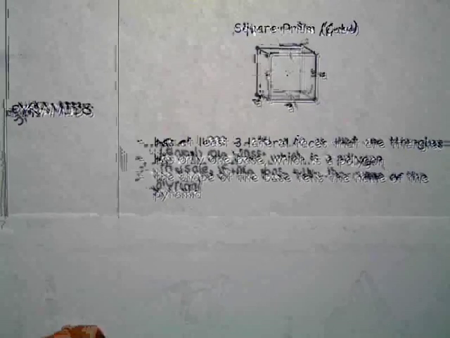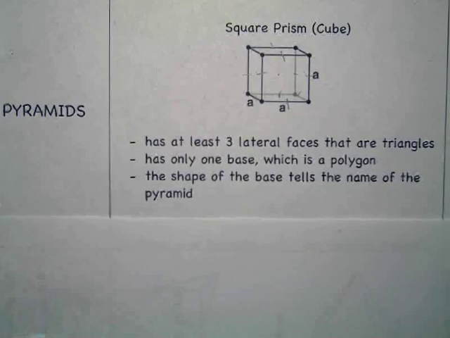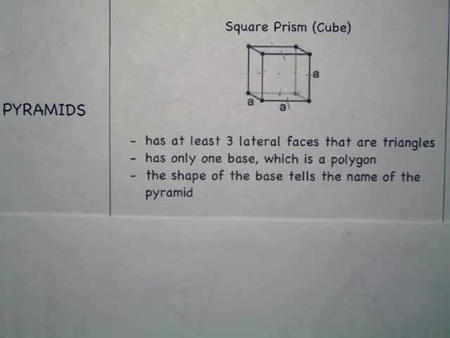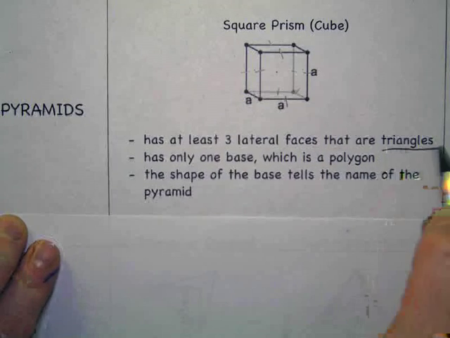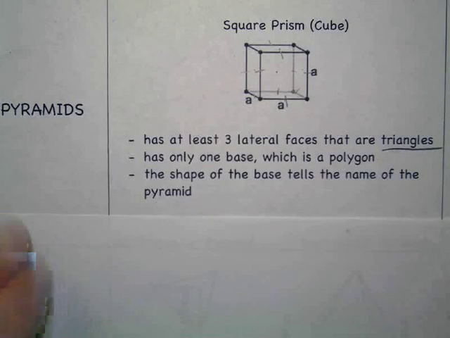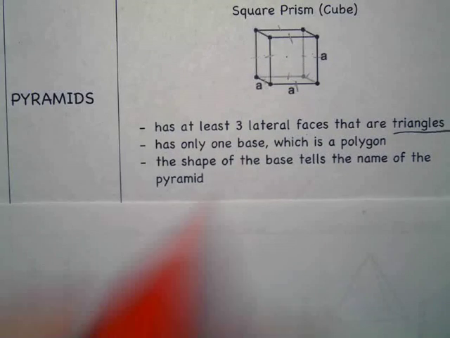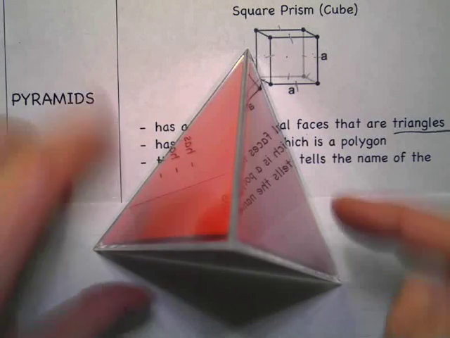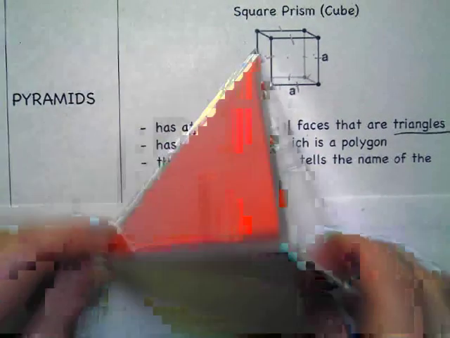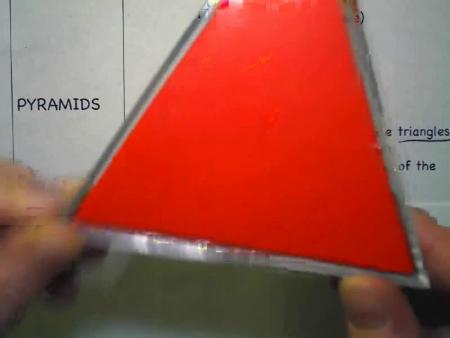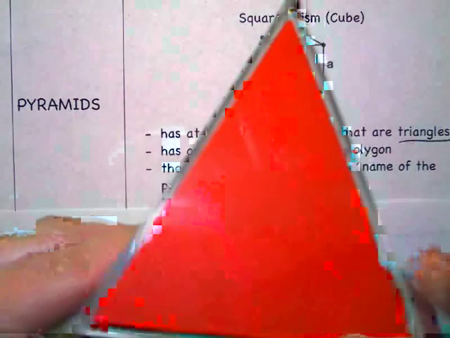Okay, so what about pyramids? Well, a pyramid has also 3 lateral faces, but the faces, instead of being parallelograms, are triangles. So a prism has parallelograms for faces, and a pyramid has triangles for faces. I have a pyramid right here. There are 1, 2, 3 lateral faces, and all 3 of them are triangles.